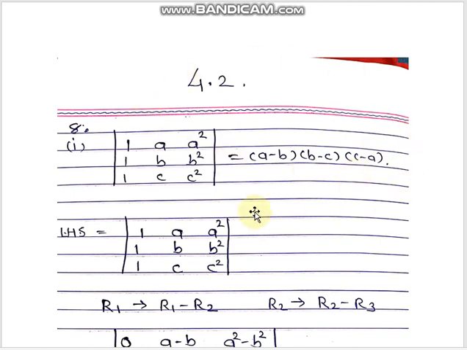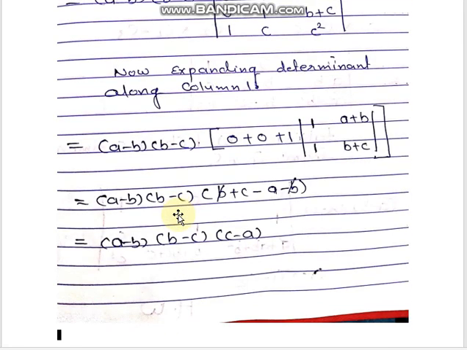Now, here in the RHS, we want a minus b. From this we can see that if we subtract the second row from the first, we'll get a minus b. Similarly, here we will have a square minus b square. Similarly, here we have b minus c, so we can subtract row 3 from row 2, right? So let us start with the LHS.